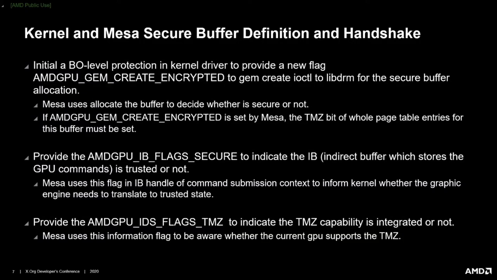This flag indicates whether the indirect buffer is trusted or not, and Mesa uses this flag in the IB handle of the command submission context to inform the kernel whether the graphics engine needs to transition to the trusted state. And the third one is the ID flags TMZ. That is very simple, and that's to indicate whether the TMZ capability is integrated on the current platform, and Mesa uses this information flag to be aware of whether the current GPU supports TMZ or not.